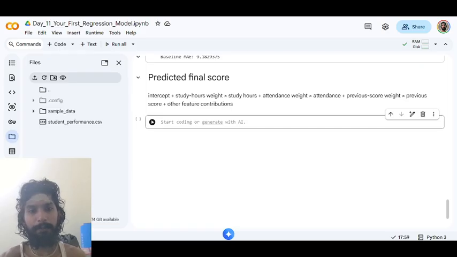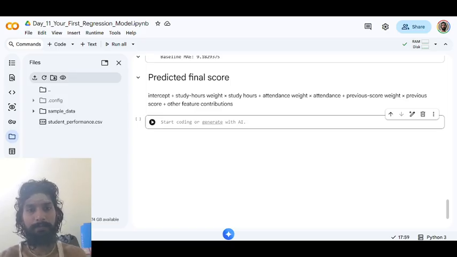But we must be careful. A coefficient does not automatically prove causation. The model identifies relationships in the available data. It does not prove that changing one feature will directly cause the final score to change by a specific amount. Student performance may also be influenced by motivation, teaching quality, health, family environment, examination difficulty, and many other factors that may not appear in our dataset.